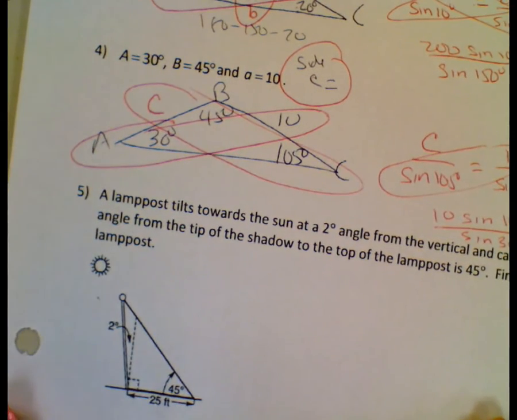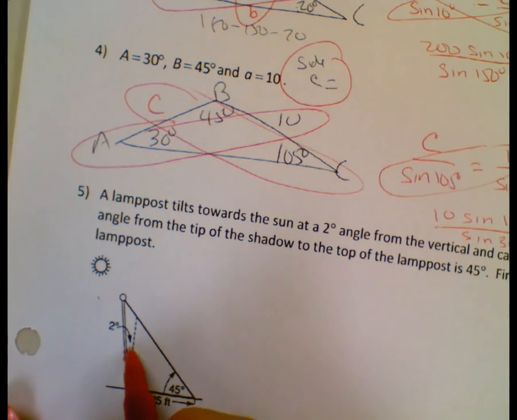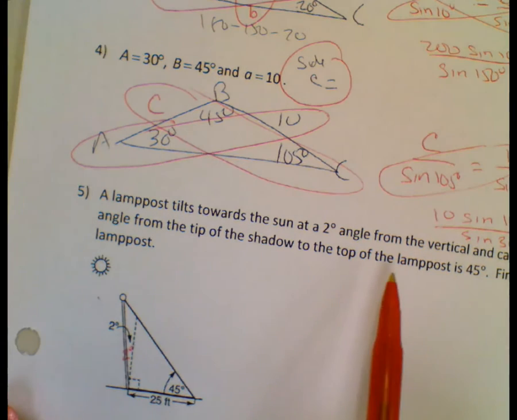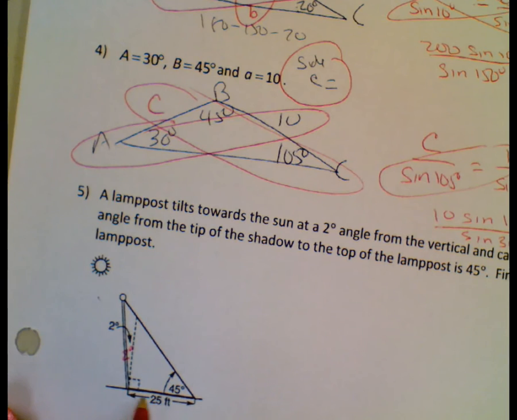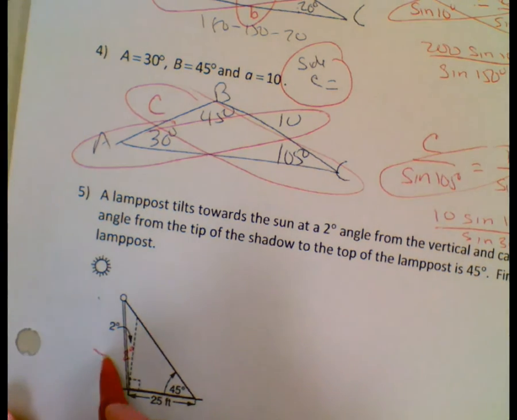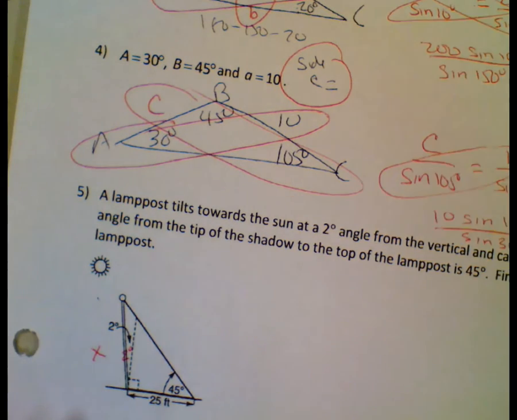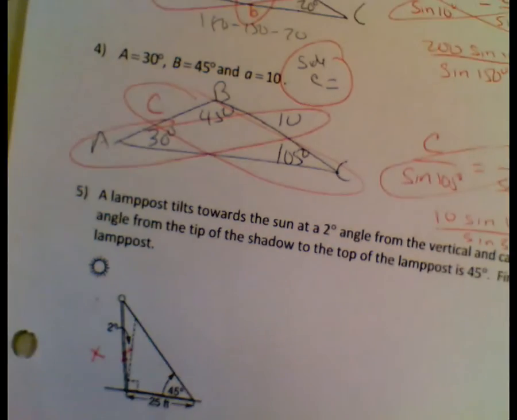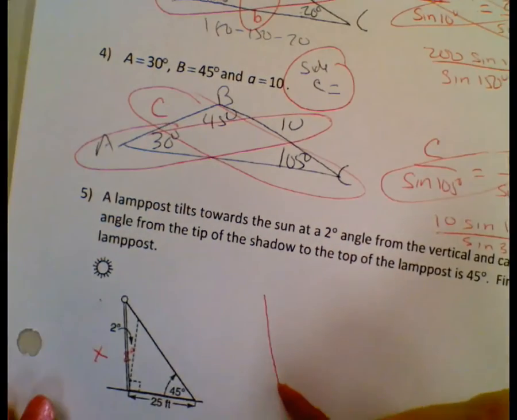And the last one. A lamppost tilts toward the sun at a 2-degree angle. So the 2 degrees is right here. Do you guys see that? It casts a 25-foot shadow right here. The angle from the tip of the shadow to the top of the lamppost up here is 45. Find the length of the lamppost. So we're finding this. So what are we going to do here first? Well, the triangle that I want is this one.